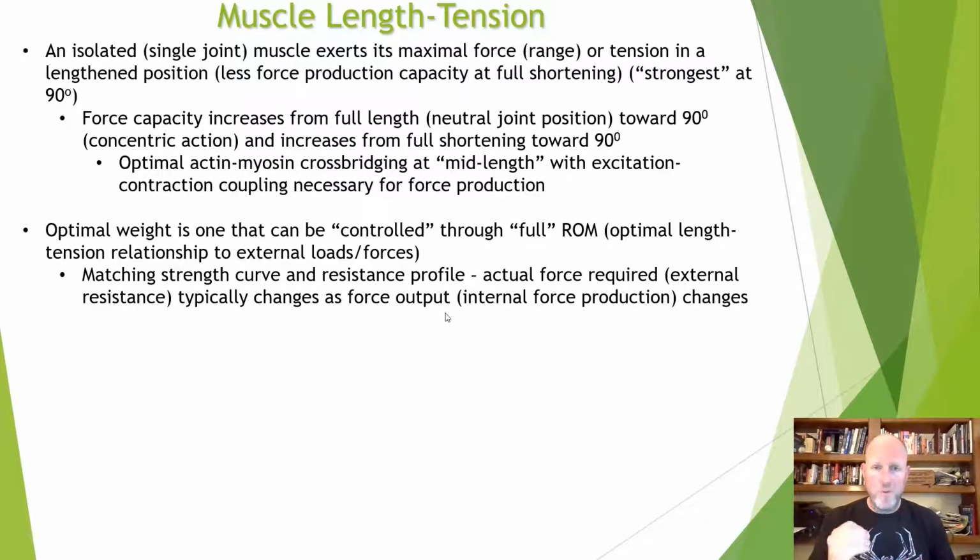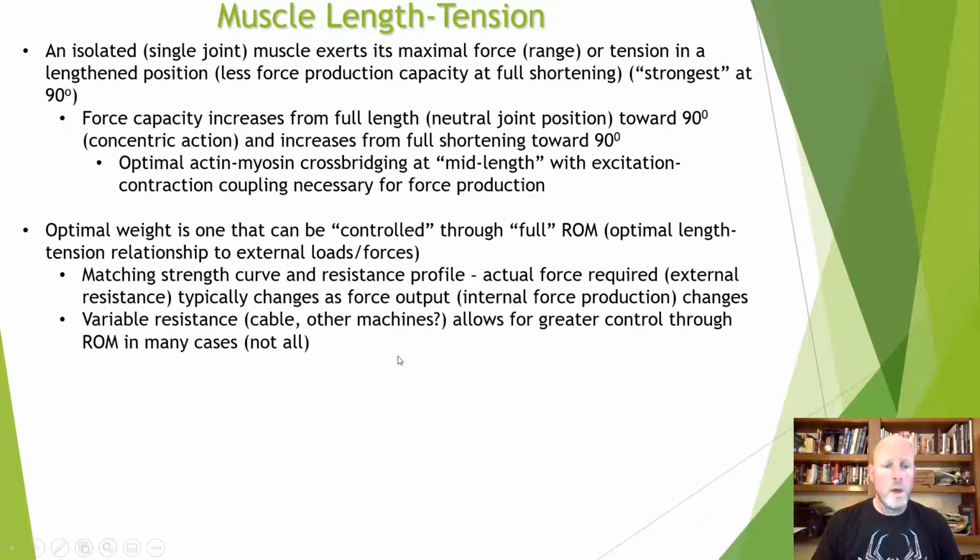And that said, the resistance profile in a perfect world would match that. When you match the two together, you have optimal stress on joint, connective tissue, and muscle, not just one or the other. Okay. That said, variable resistance like cables and other machines allow for greater control through a greater range of motion. You can actually move them a lot more so than some machines themselves, which may have, some machines, by the way, are not variable resistance.